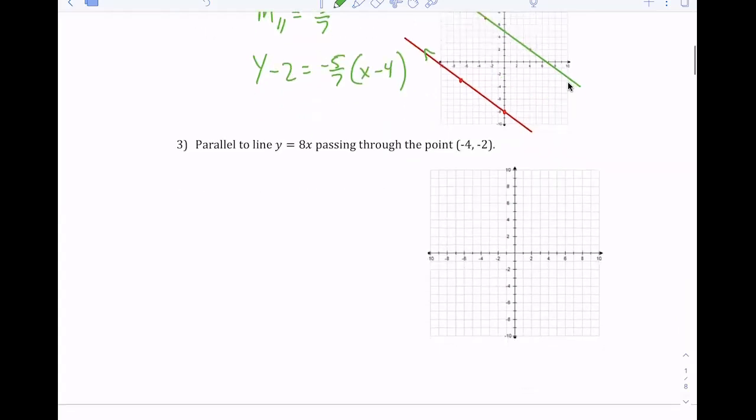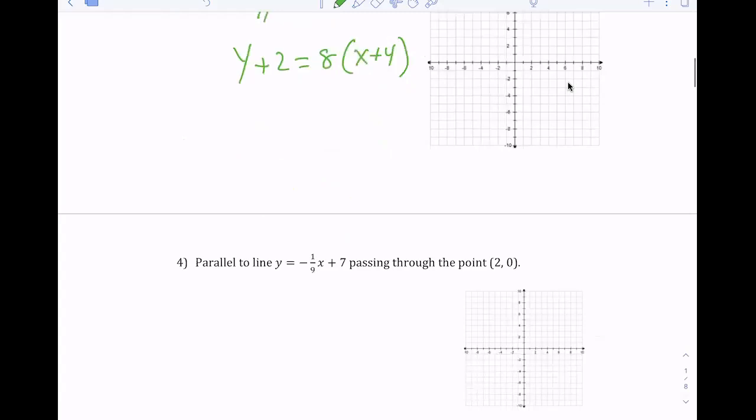Number 3, not graphing. You're responsible for writing this. Slope of the parallel line is what? 8. And it passes through what point? -4, -2. So now, Angelina, write the equation. Y plus 2 equals 8 times x plus 4. Man, I'm good. Thank you.